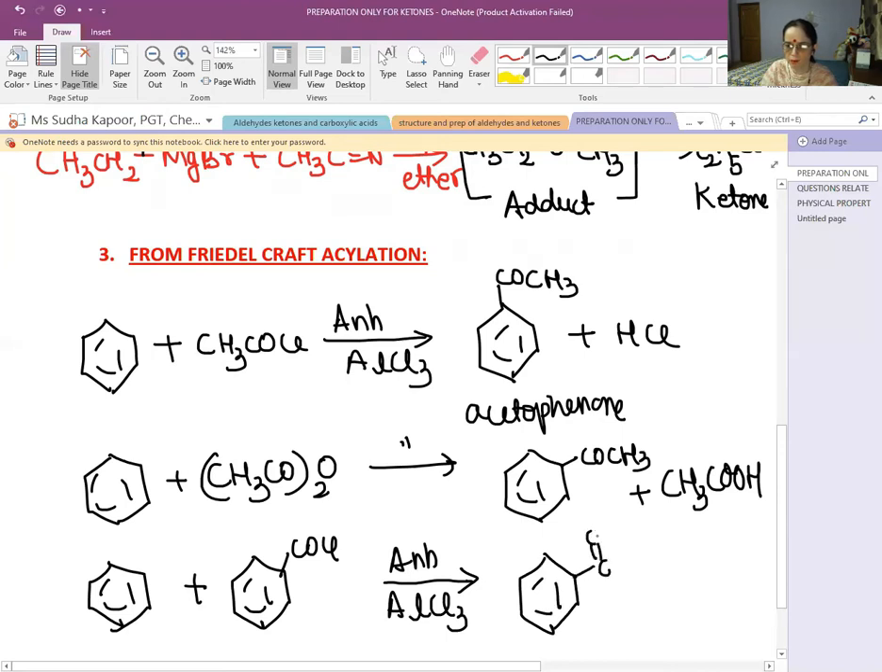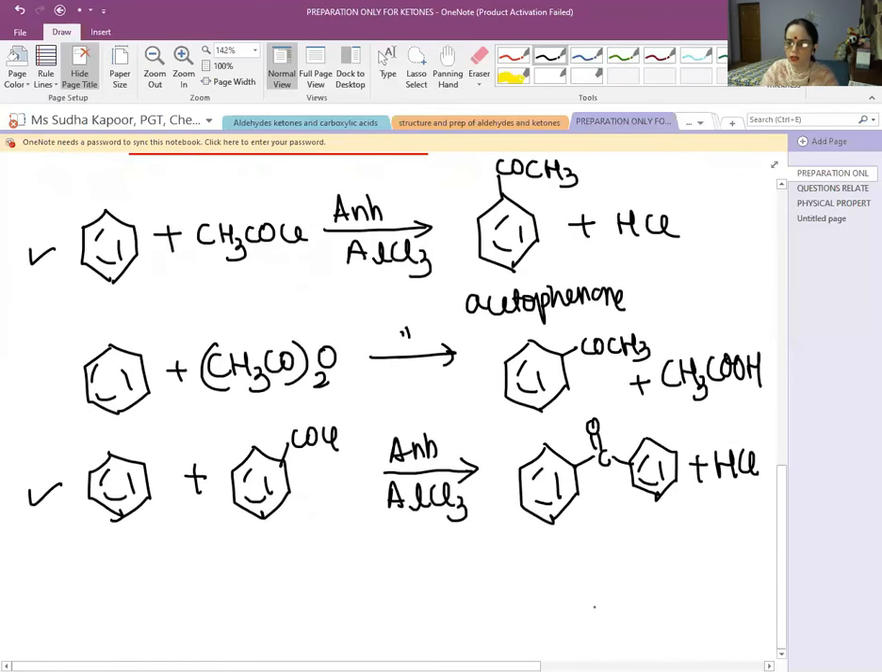what product we will be getting is benzophenone. Benzophenone is also one of the conversions in our back exercise questions. We will be getting benzophenone along with HCl. So the Friedel-Crafts acylation can result in the making of acetophenone, and we can apply it for benzophenone also.